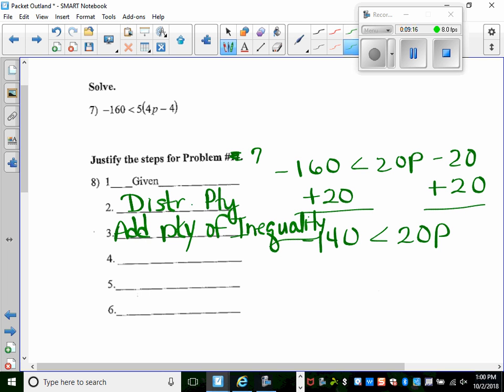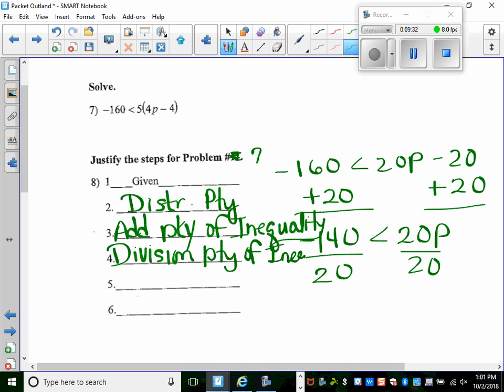Okay, then we're going to divide both sides by 20. So that's going to be the division property of inequality. And when I actually divide and get -7, what property is that? Substitution.